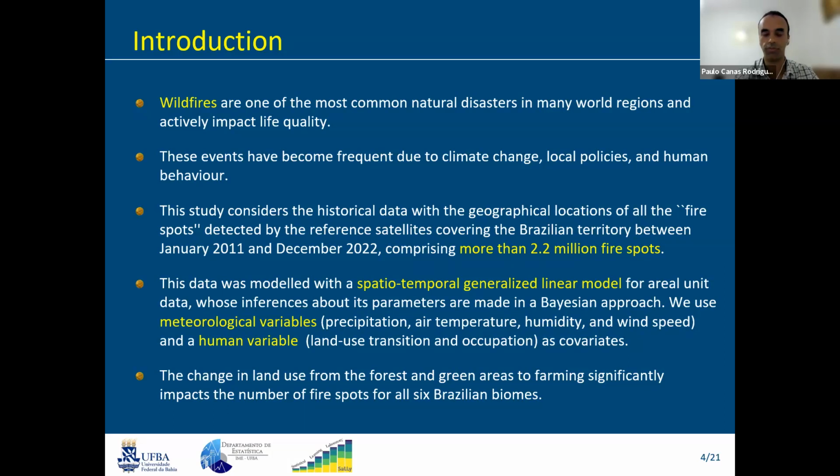Then after a spatial temporal visualization with some plots and some descriptive ideas, we did a spatial temporal modeling where we used the spatial temporal generalized linear model for areal unit data, and the inference on the parameters was done based on a Bayesian approach. We considered the number of fire spots as a response variable, and we also used 5 covariates to try to explain that amount of fire spots. We used 4 meteorological variables: precipitation, air temperature, humidity, and wind speed. And then we also used a human-based variable that is related with land use, transition, and occupation. So I'm going to talk a little bit about those variables in a moment.